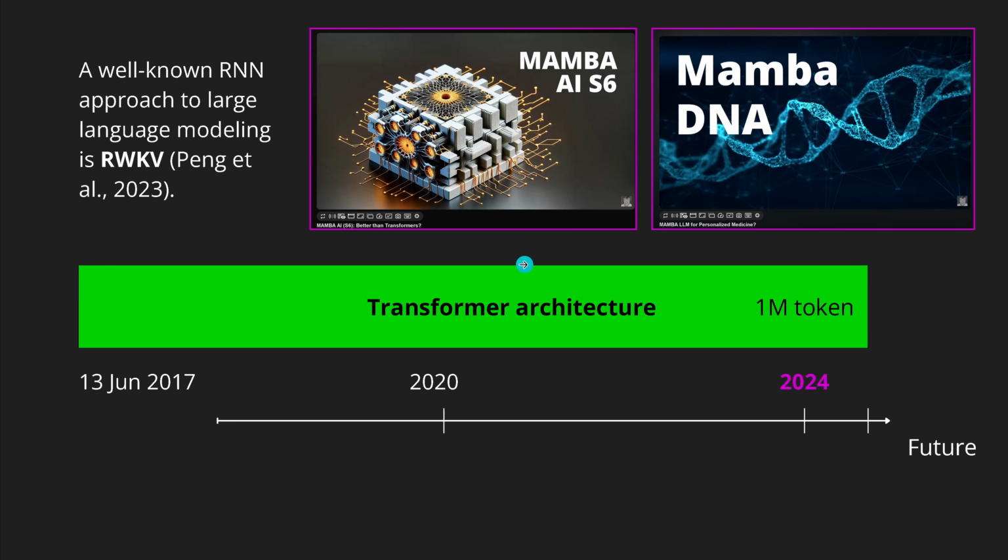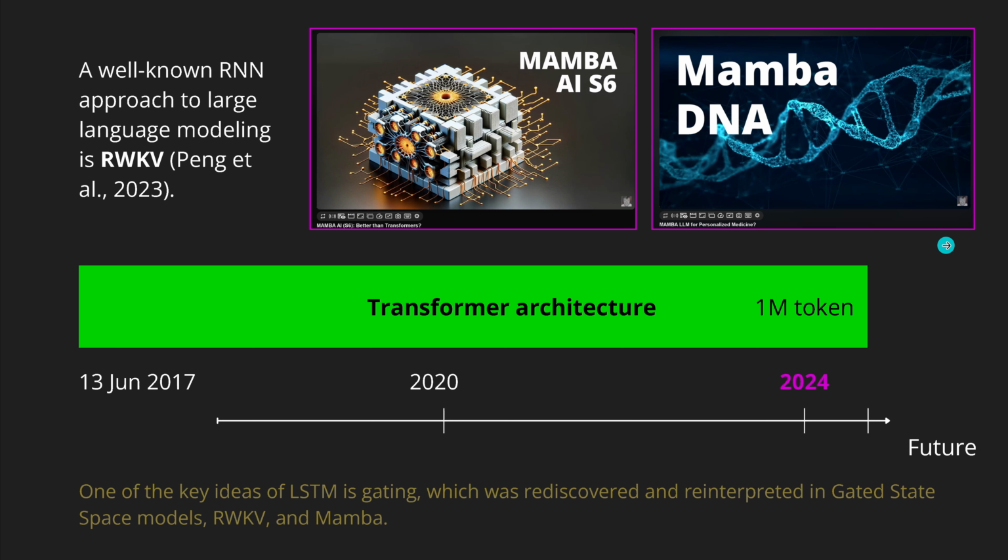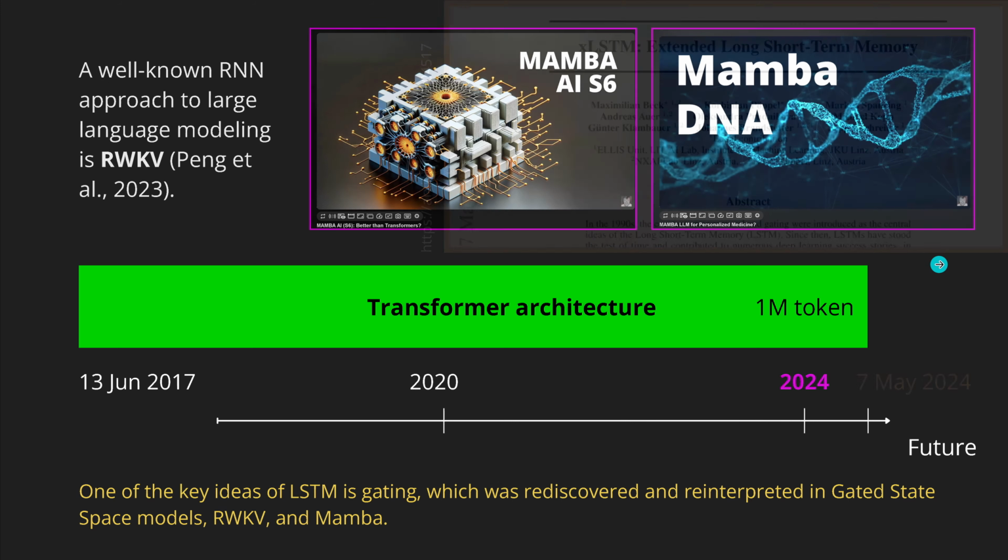Of course, we had tries from different architectural approaches. For example, the state space model S4 or S6, I have some videos, or especially if you have long sequence DNA strands, they tried if they could use the Mamba LLM for some personalized medicine. But the idea of the gating quite survived. It was rediscovered and reinterpreted in the gated state space model in Mamba. So you see, all those models learned from each other and integrated some of their ideas.